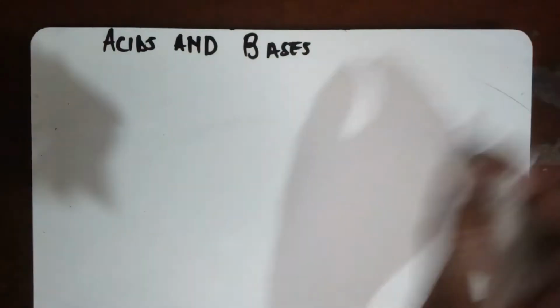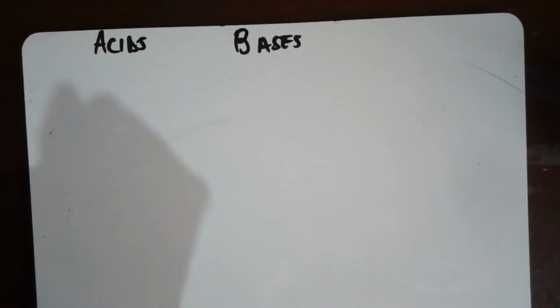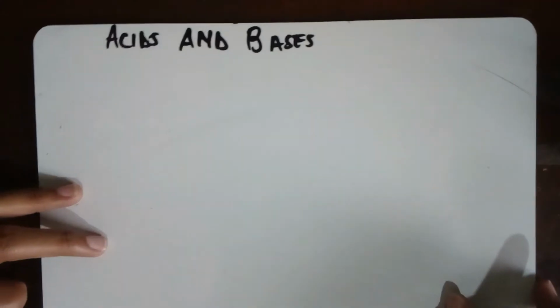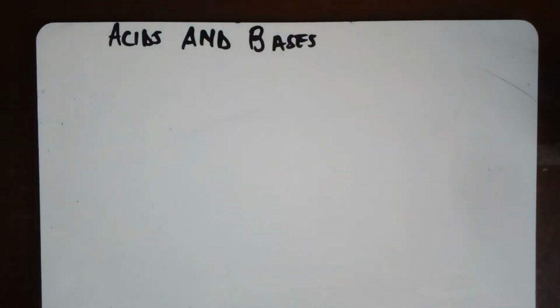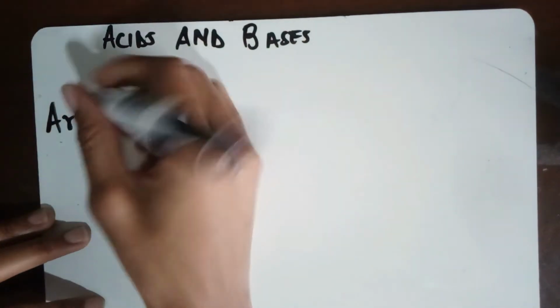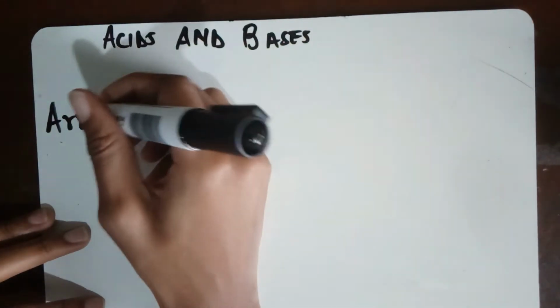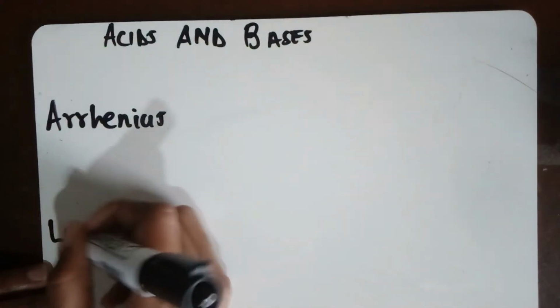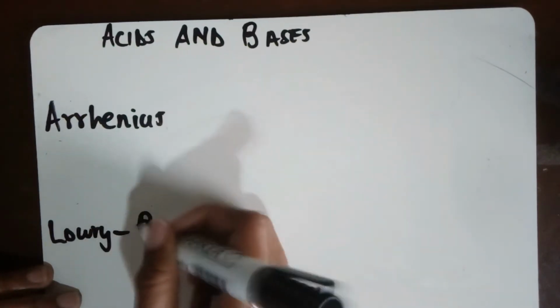So today we're going to talk a little bit about acids and bases, and in the next few lessons, we're going to be going into much finer detail about acids and bases. But for now, I just want to give you guys a brief intro into how we define acids and bases. There are basically two models that we use to define acids and bases. The first one is the Arrhenius model, and the second one is the Lowry-Bronsted model.